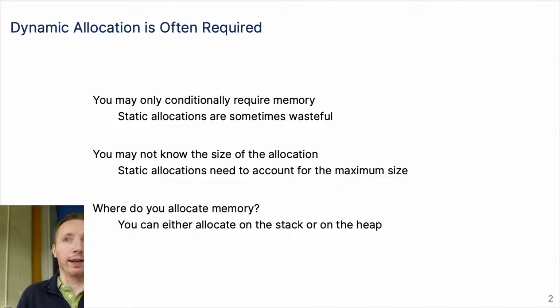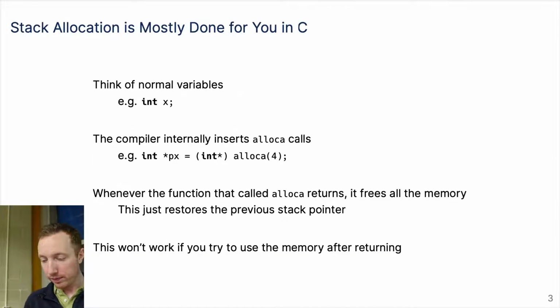So then the question is, well, how do we allocate memory? Hopefully we're used to this now, although you might not know the mechanism that the compiler uses to actually allocate memory for you on the stack, but you either allocate memory on the stack or on the heap. So stack allocation is mostly done for you in C, which is why we basically use C instead of assembly. It is a bit nicer than assembly.